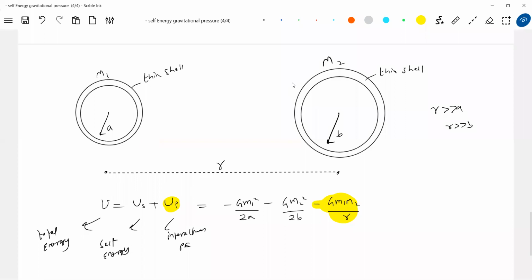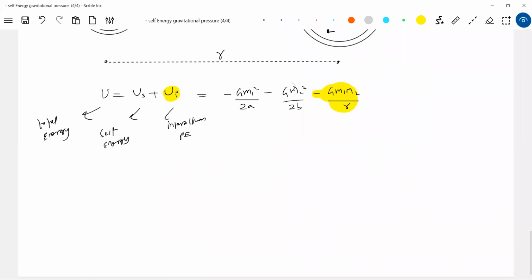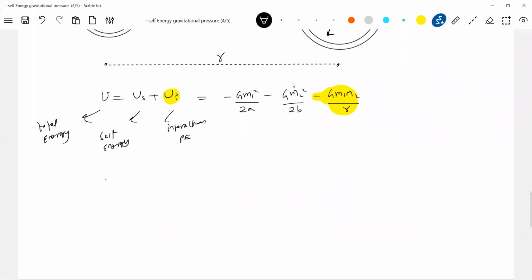Now I release them. If I release them, tell me what will happen. They'll start accelerating. Then which energy will decrease? The self energy will remain constant. The interaction potential just decreases here. So let me take a small diagram. Two shells are there, radius B, and they're separated by a distance say R.